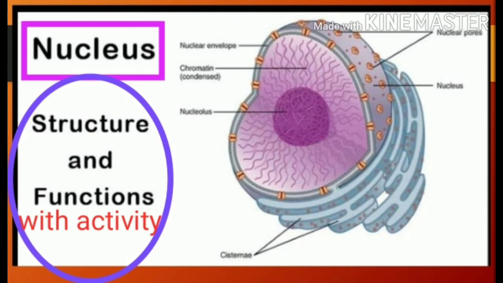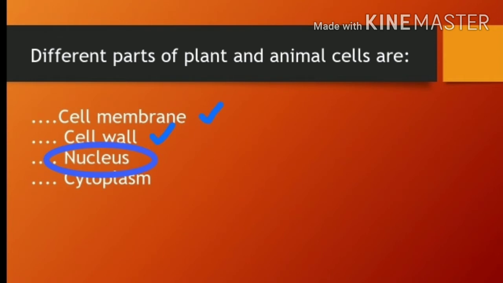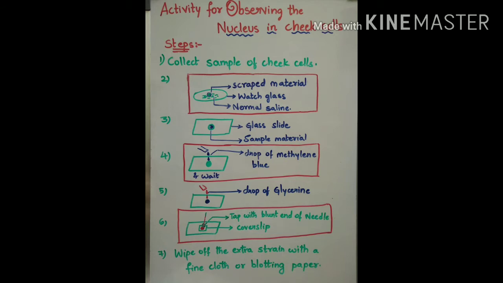In my earlier video I have already shared what the cell membrane and cell wall are. These are the different parts of plant and animal cells. So now we are going to study the nucleus, which is the next important part. Now let us see an activity for observing the nucleus in the cheek cells.